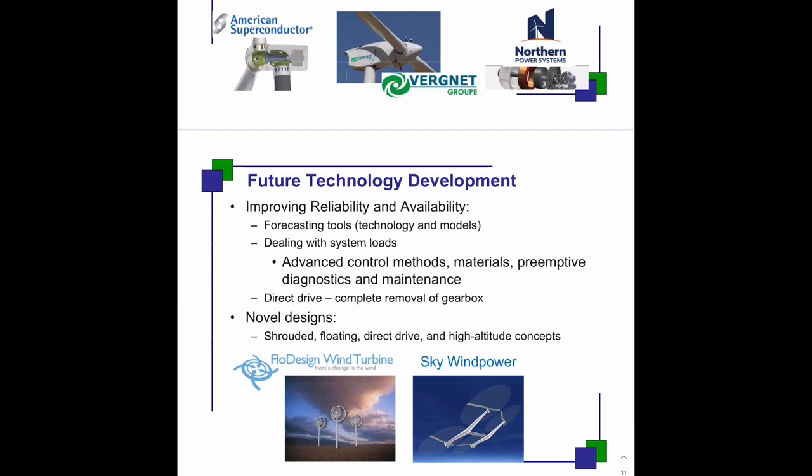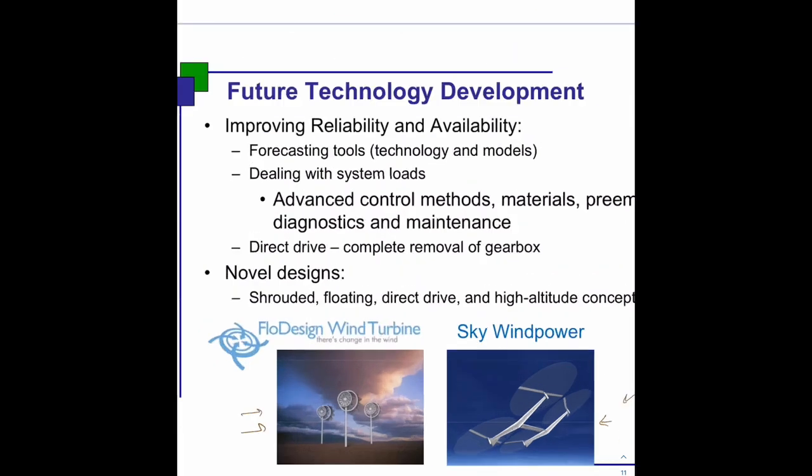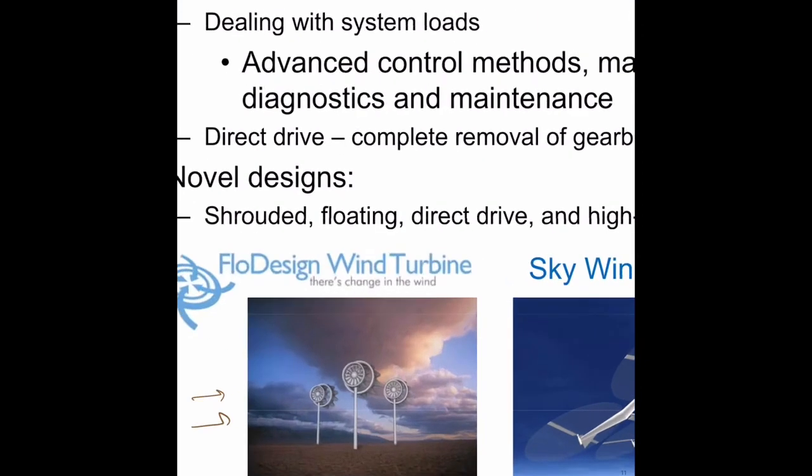Advanced control methods, materials, preemptive diagnostics and maintenance, direct drive, complete removal of gearbox. We have some kind of turbine designs which won actually the Nobel Prize. It's shrouded, floating, direct drive and high altitude concepts. These are the designs. Actually, they are so modern looking.